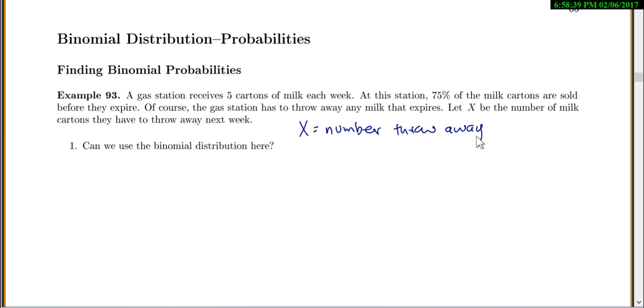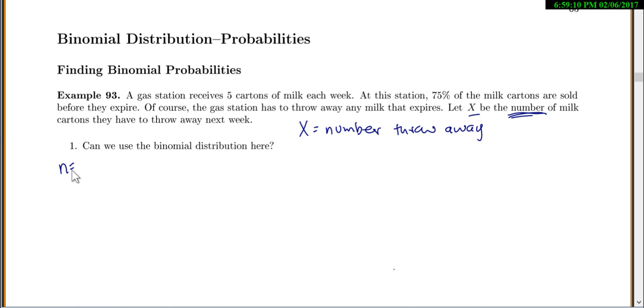And that's important because it started talking about the number that are actually sold, but in the end, what we care about here is the number that are thrown away. Okay, so first, could we use the binomial distribution? One of the key things here, when it said let X be the number: anytime I'm trying to count or find a number, it doesn't mean it's going to be binomial, but it means that maybe binomial would work. So it's the first thing that says, okay, go check the binomial criteria.